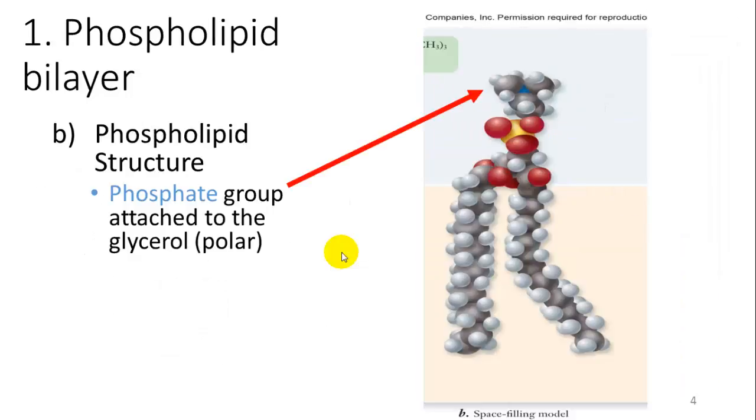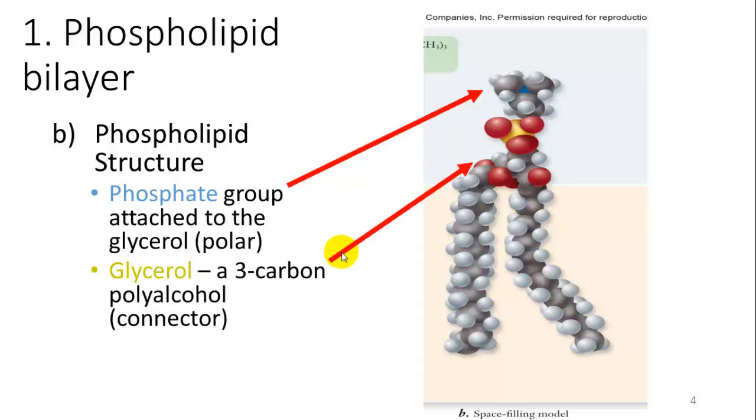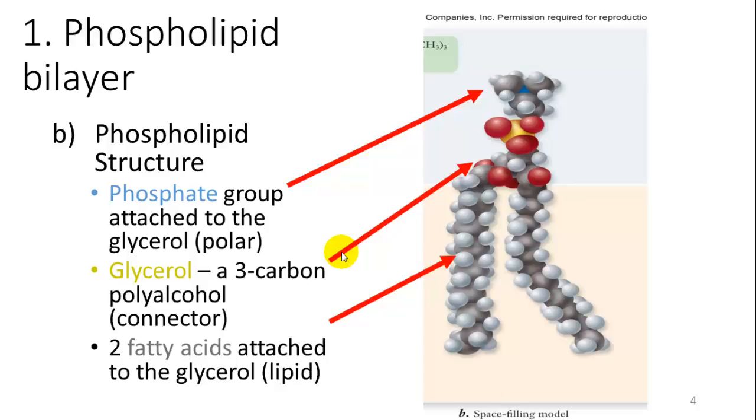So as we all know, the phospholipids have three parts to them: the phosphate group, the glycerol, and then the two fatty acid chains below them.